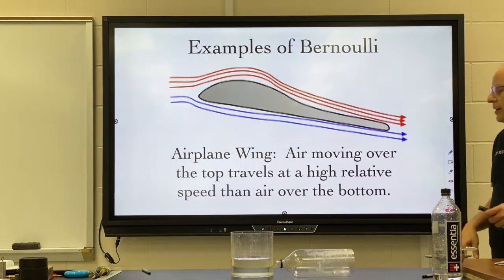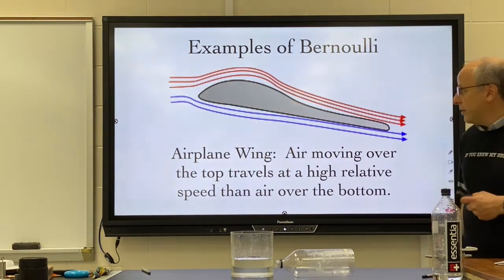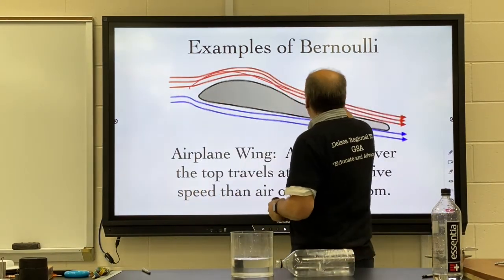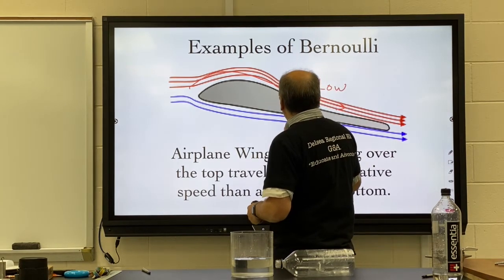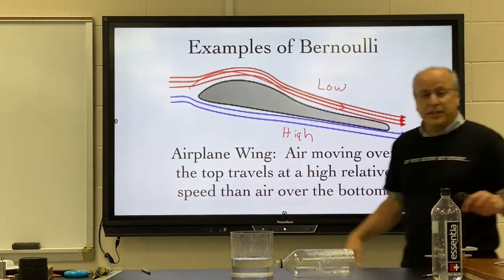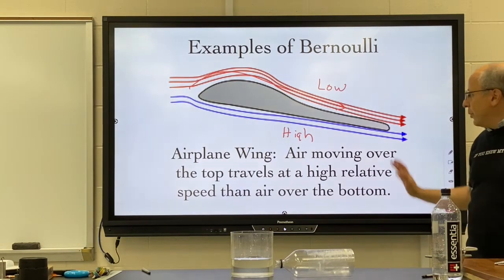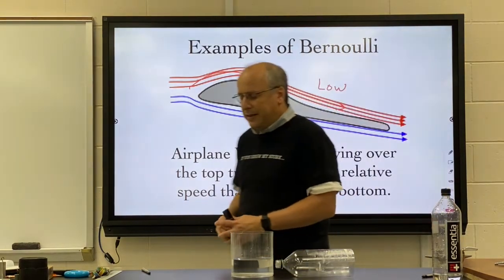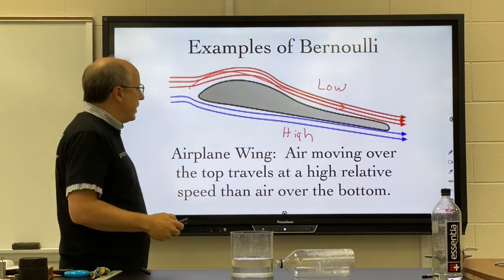This same idea is responsible for creating some of the lift on an airplane wing. We get faster moving fluid over the top of the wing. That creates low pressure. Slower moving fluid, air actually, under the wing, and that creates a high pressure, which is going to cause a net force up on the plane. So this is one of the things providing lift on the airplane.